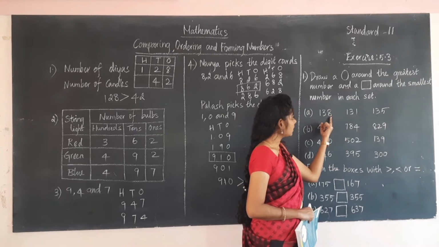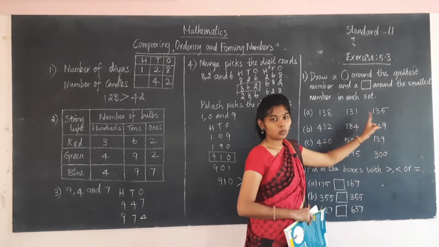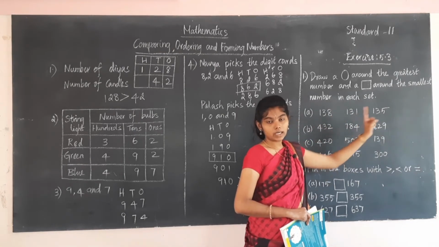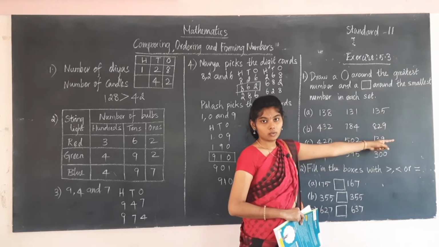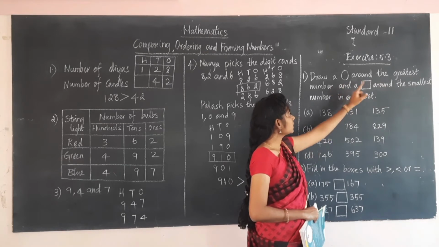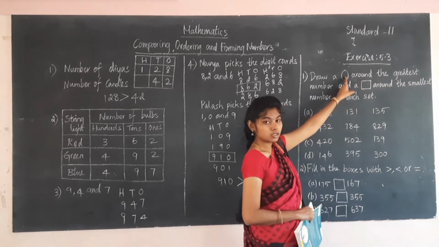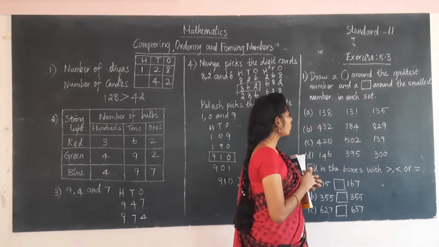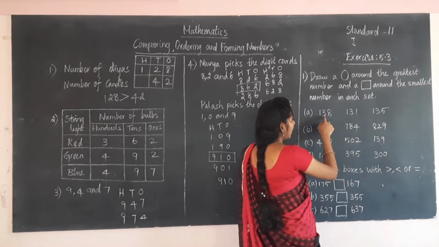It's ones place. Here that is 8 ones. Here 1 ones, 5 ones. So which one is the greatest one? 8, 1 or 5? 8 is the greatest one. So what we have to do? For the greatest number, we have to circle that number. So which one is the greatest one? 138.